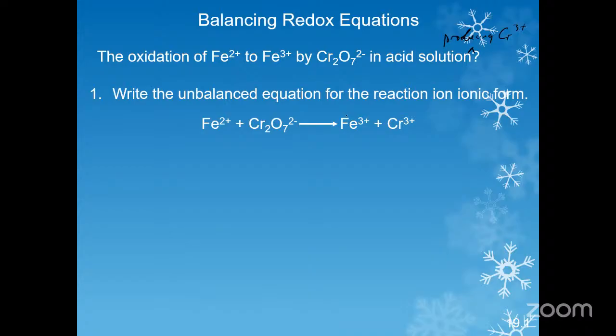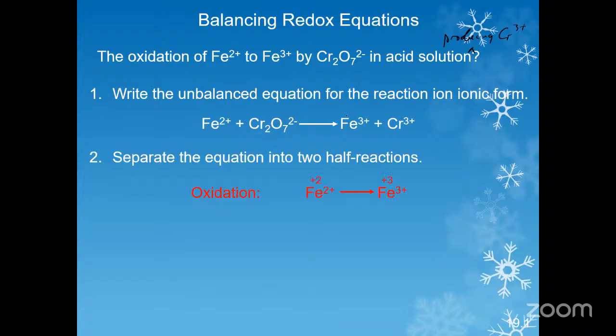One of them would be the oxidation half reaction or half equation, and the other one would be the reduction half equation. So for the oxidation, that would be the Fe2+ going to the Fe3+, all right? That's one half equation. And then the other half equation is where the dichromate goes to the Cr3+, and that would be the reduction half equation, all right? So that's the next step in this process. You separate the unbalanced equation that you figured out in the first place into two half equations.